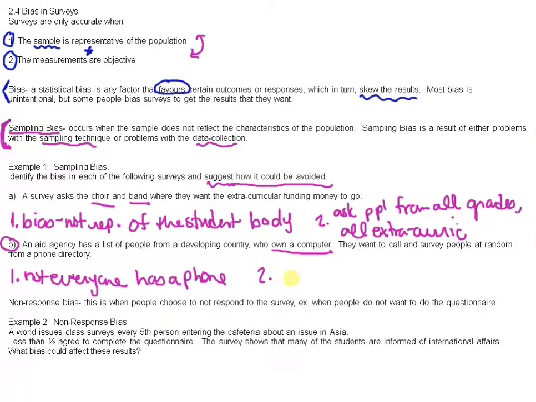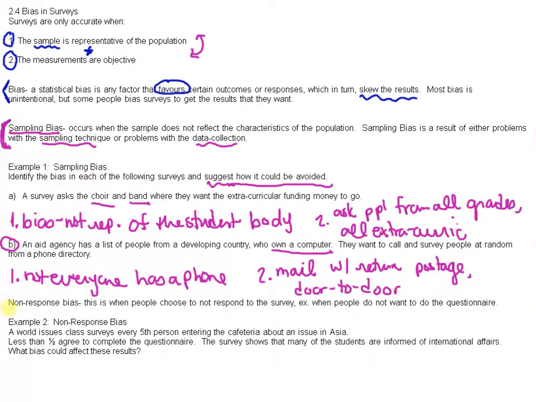And how can we correct it? They have a list of people who own a computer. They want to call and survey people at random from a phone directory. Maybe they can mail something, let's do it with return postage, because then if they're not wealthy enough to purchase postage, they can still send it back with return postage. Or we can do a kind of door-to-door survey. Those would probably be better than just calling people.